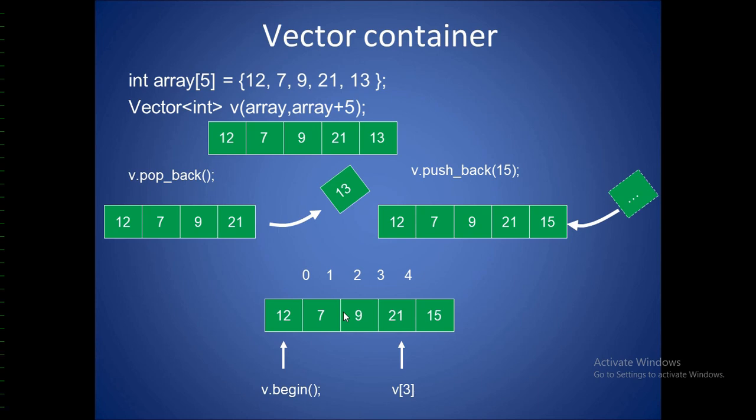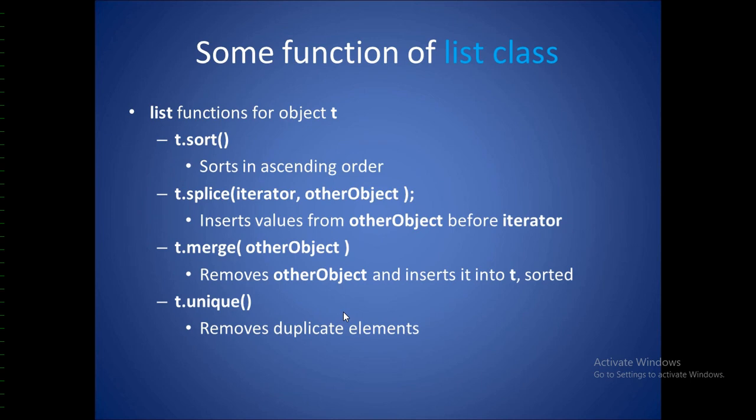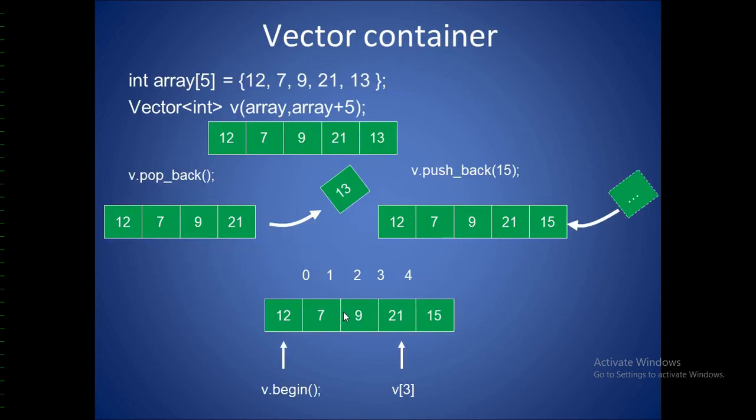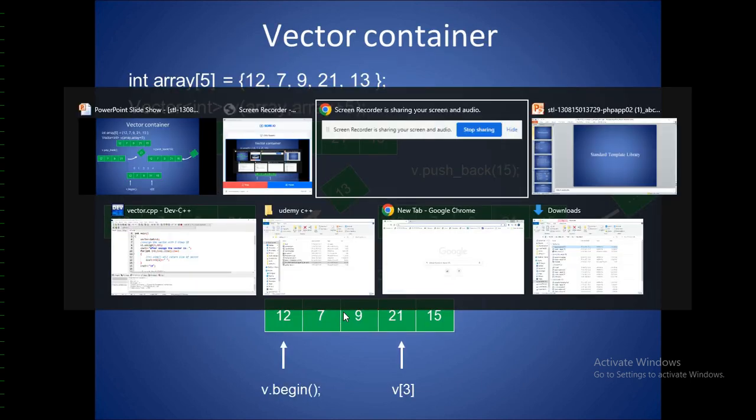Whenever we apply pop_back, it deletes from the end. Pop means deleting and back means from the end. Push_back means inserting some value, here 15, at the end. V.begin() points to the start, and v[3] points to the third position. Positions start from 0, 1, 2, 3, so it points to the third position. Then we are discussing the implementation of these things.